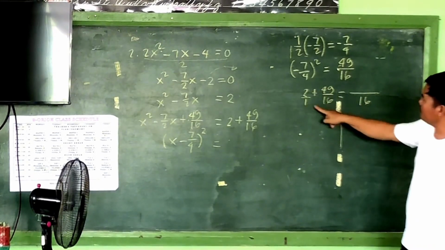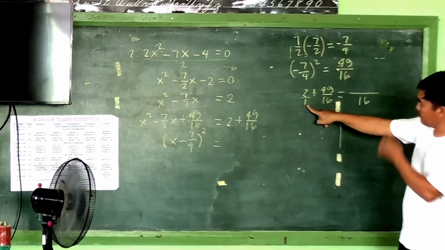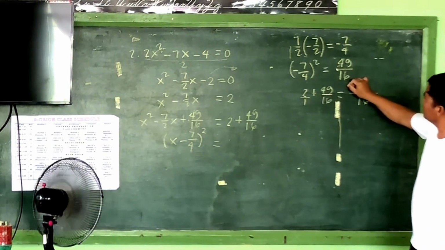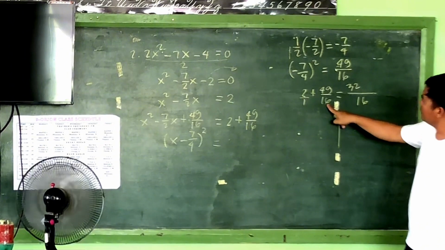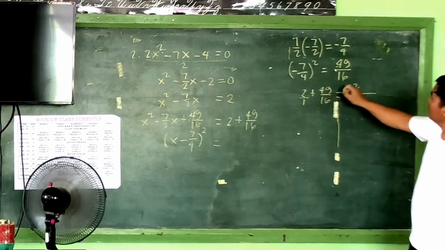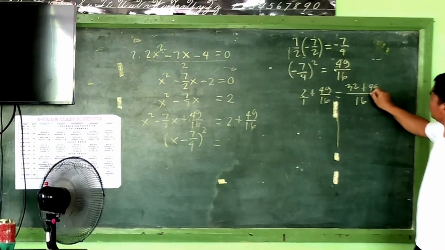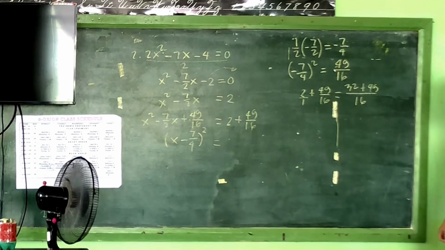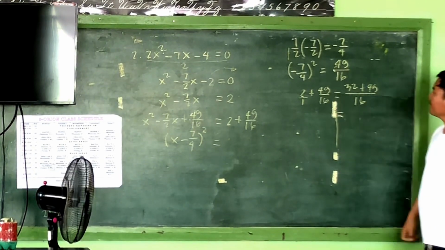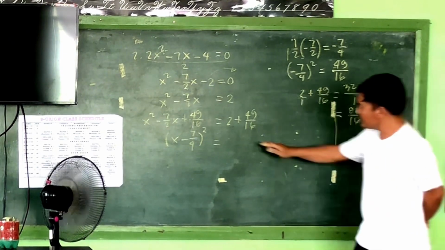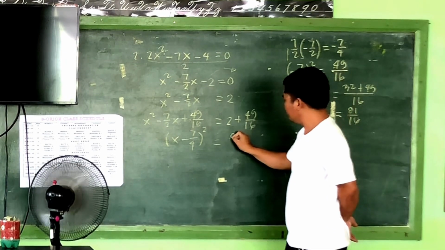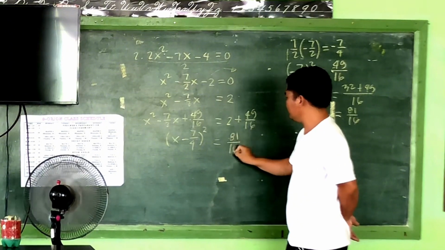So 16 divided by 1, 16 times 2, is 32. 16 divided by 16 is 1, times 49 is 49. How much is 32 plus 49? 81. So this is equivalent to 81 over 16.